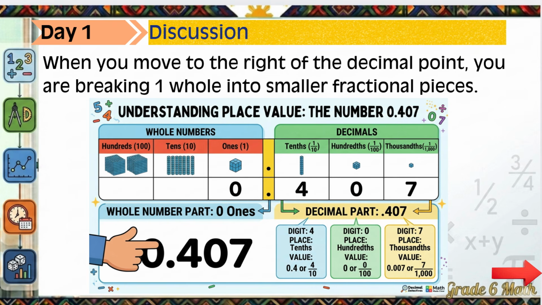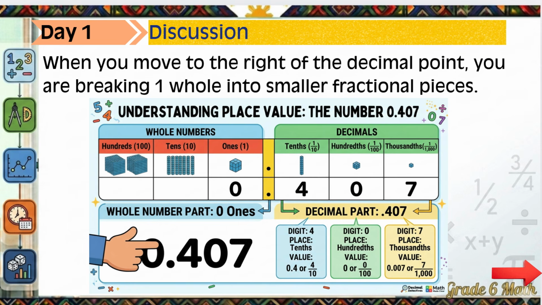Ones place. We have a 0. That means 0 whole items. Tenths place, 1 over 10. We have a 4. Hundredths place. We have a 0. Thousandths place. We have a 7. Now, class, remember the difference between place and value. Place is the name of the seat the digit sits in. Value is how much that digit is actually worth.